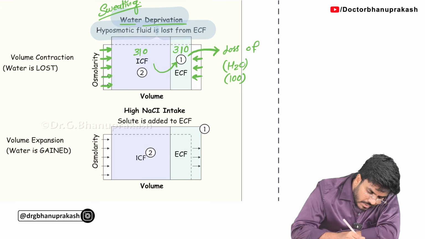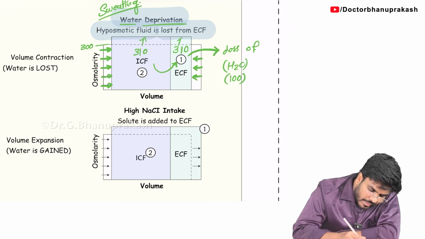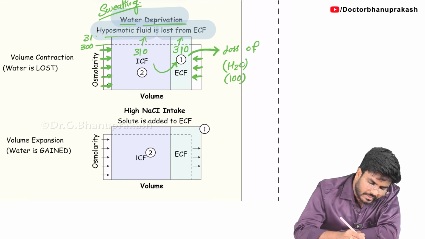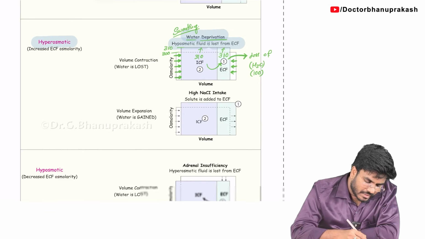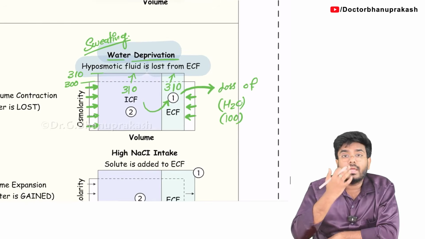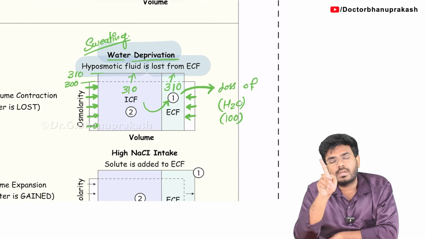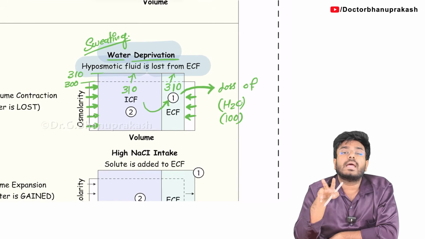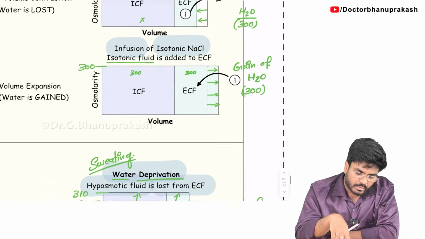So tell me, at the end of the day, what is the normal osmolarity? 300. But now in this condition, what happened to the osmolarity? The new osmolarity is 310. So finally, was it increased or not? Yes, increased. That's why it's an example of hyperosmotic change. So always remember, in a patient who is sweating, both the intracellular fluid and extracellular fluid will decrease, with the hyperosmolarity change.